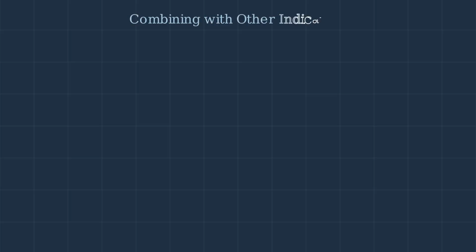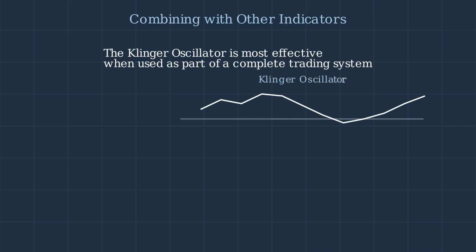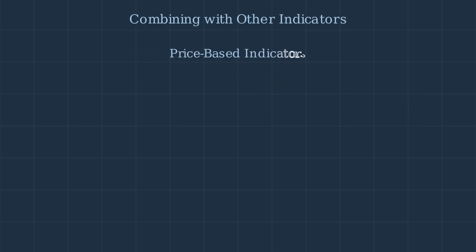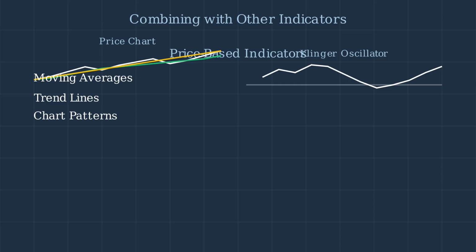The Klinger oscillator is most effective when combined with other technical analysis tools. Used alone, the Klinger oscillator provides volume-based insights, but lacks price confirmation. Price-based indicators like moving averages and trend lines can confirm the directions suggested by the Klinger oscillator. When both price action and Klinger give the same signal, the trading opportunity is stronger.